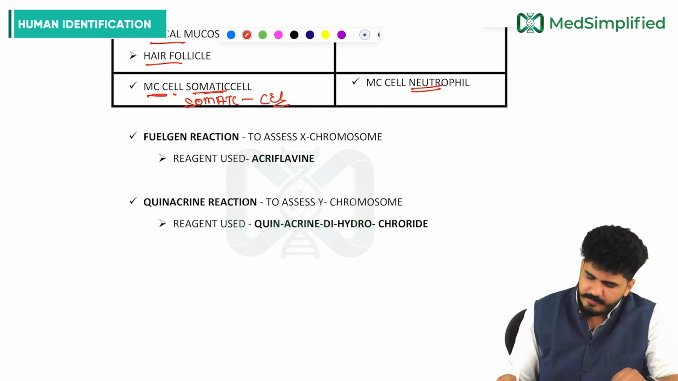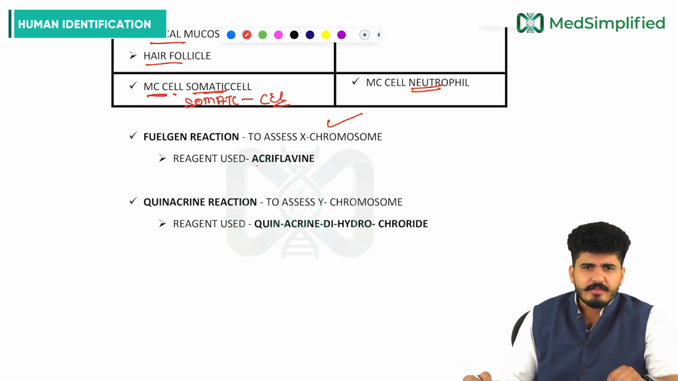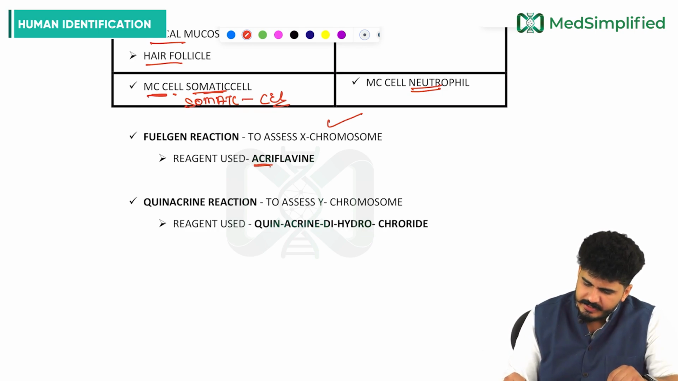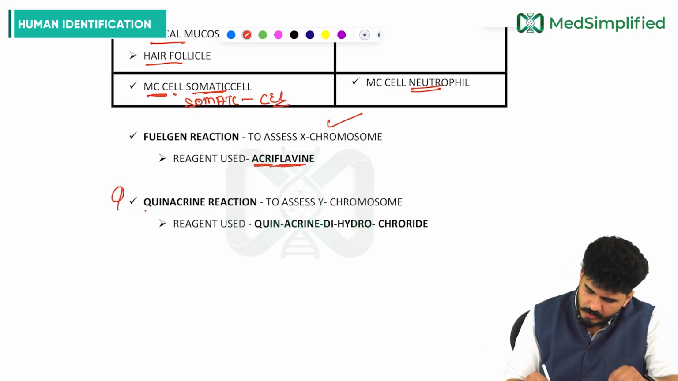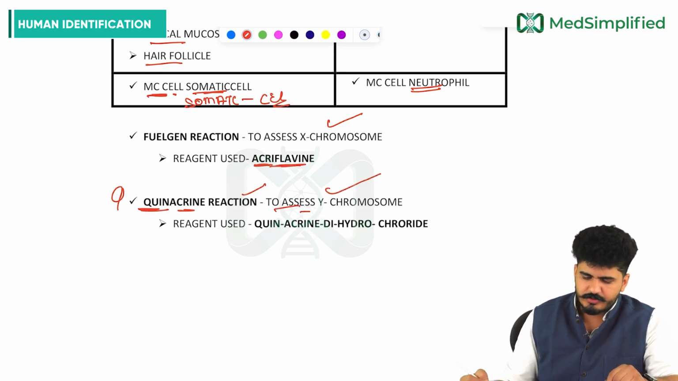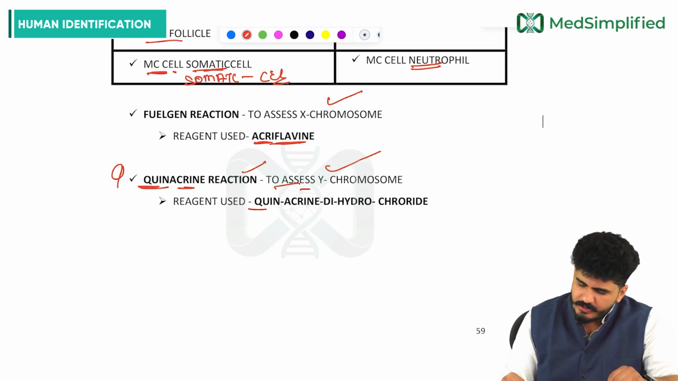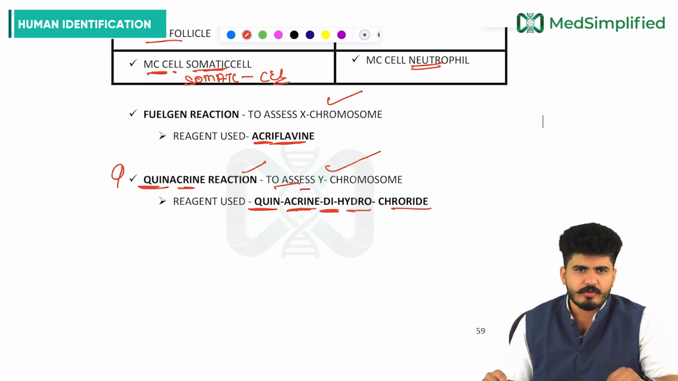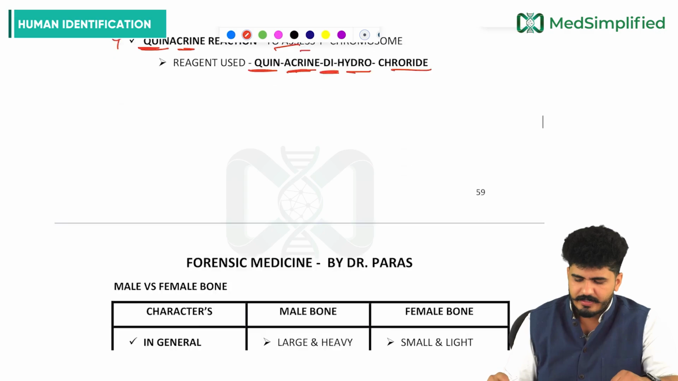Now we talk about the Feulgen reaction. The Feulgen reaction is used to assess the X chromosome, which is present in females. The reagent used is acriflavine. And the quinacrine reaction, guys, remember, is to assess the Y chromosome. The reagent used is quinacrine hydrochloride. So these are the two reagents for the X chromosome and the Y chromosome. We need to remember this.